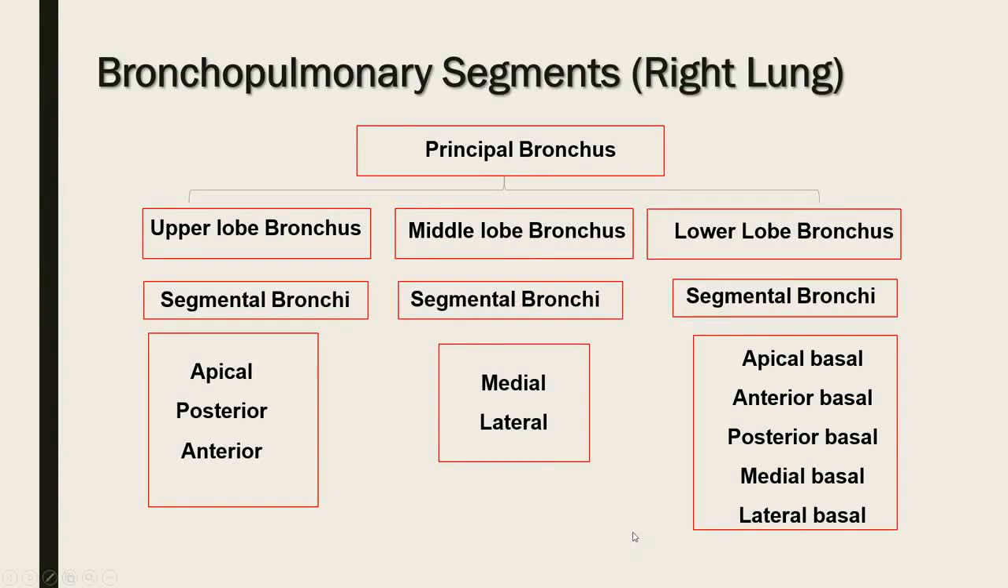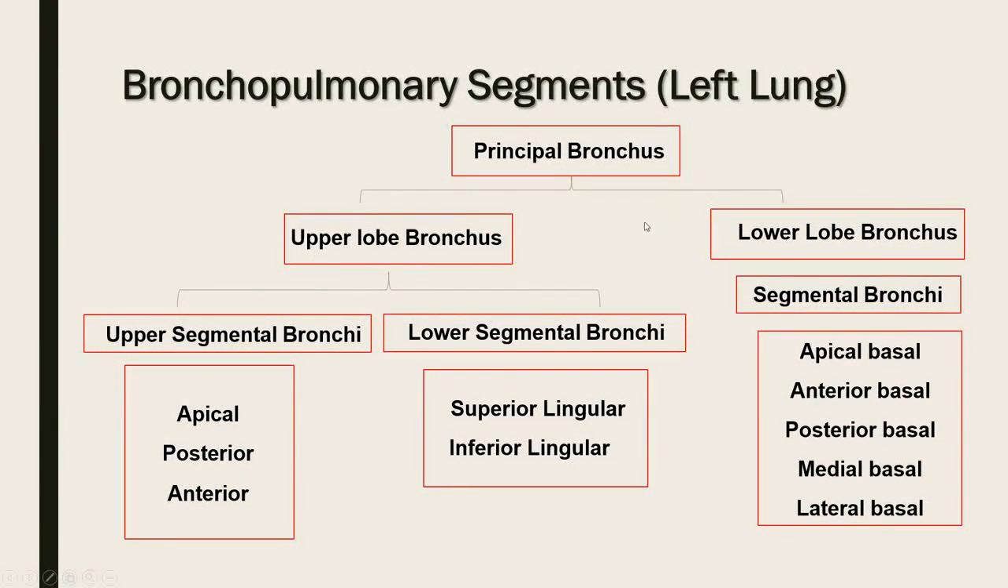Now the bronchopulmonary segments, as they depend on the segmental bronchus, we can see the things in this way. First of all, the principal bronchus, then in case of the right lung, the upper lobar bronchus, middle lobar bronchus and the lower lobar bronchus, and from the lobar bronchus there will be the segmental bronchi, which are apical, posterior, anterior for the upper lobe. For the middle lobe it will be the medial segmental bronchus and the lateral segmental bronchus, and for the lower lobe it will be apical basal, anterior basal, posterior basal, medial basal and the lateral basal.